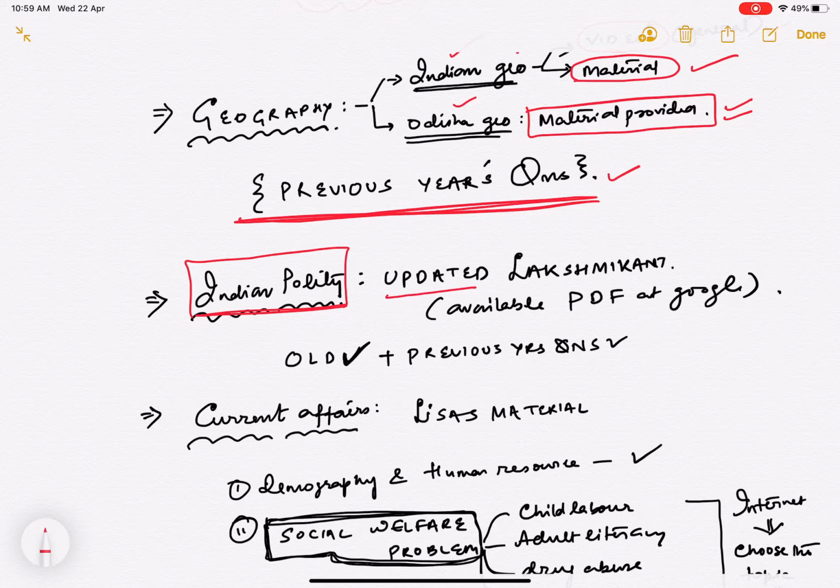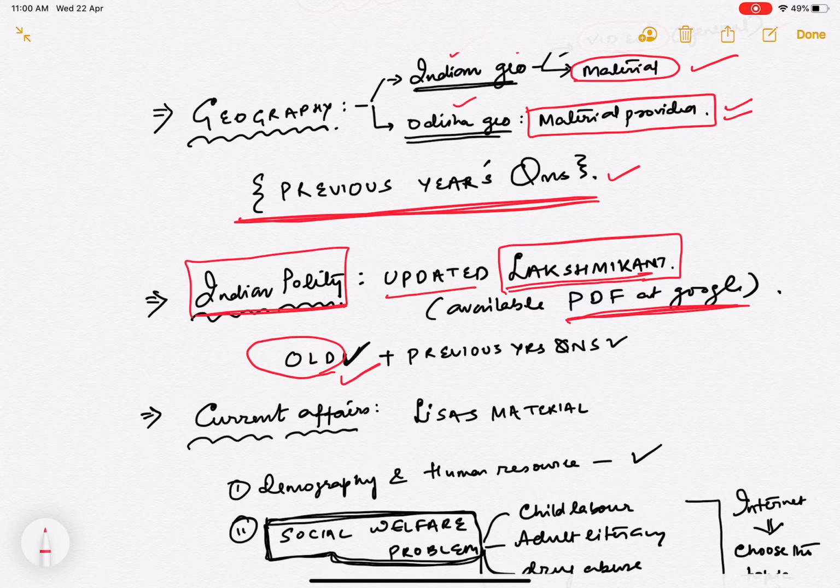go for the updated Lakshmikant. Now, most of you, I would request and suggest you, please do not buy the updated Lakshmikant. It's already available in PDF format on Google. Just do a Google search. In Google, you have to type Lakshmikant latest edition. Done. If you have the old edition, it's so far so good. I would again suggest you go for your previous year's questions.